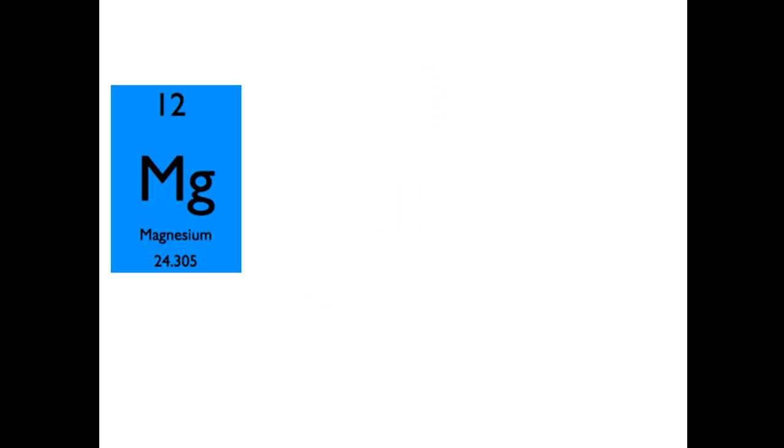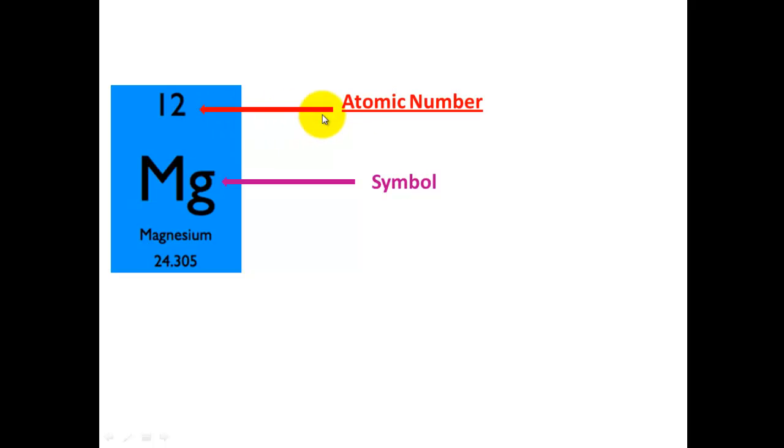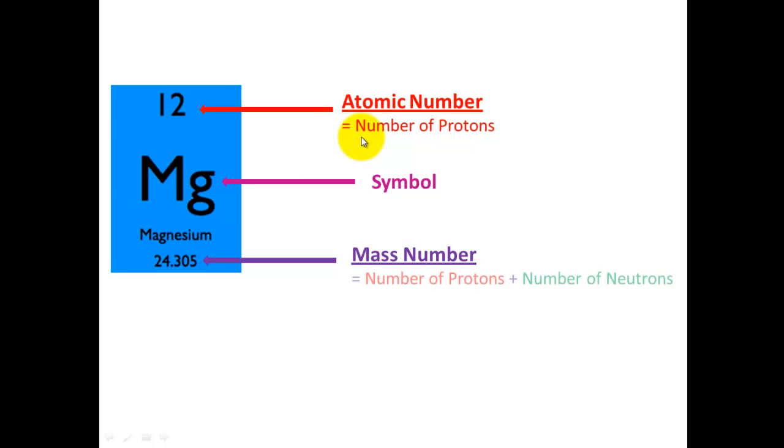Okay, number of protons. How do we find out how many protons an atom has? Looking back at the periodic table, you'll always see that there are two numbers written with the element. There's the element symbol, and there's this number here, which is called the atomic number, and there is this other number underneath, which is called the mass number. The atomic number equals the number of protons. The mass number is equal to the number of protons plus the number of neutrons.